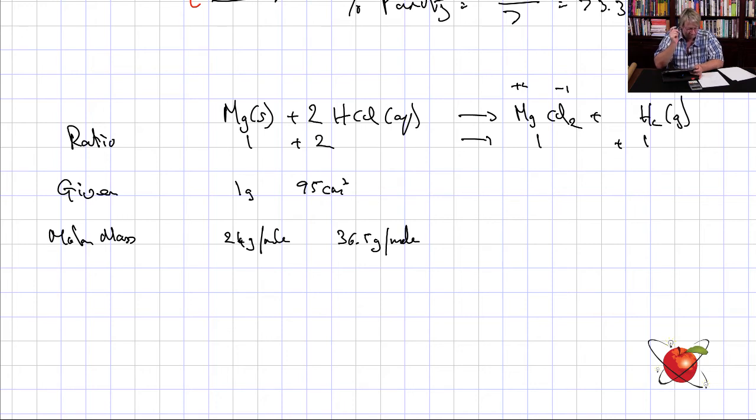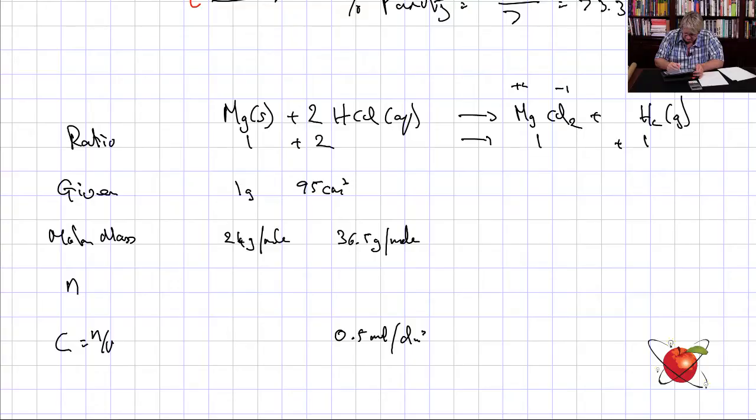30.5 grams per mole. And then the number of moles is N. In this case, we've got concentration, which is N over V. The concentration has been given. In this case, it is 0.5, if I'm not mistaken. It's a concentration of 0.5 moles per cubic decimeter. Okay, so this 95 centimeters cubed.